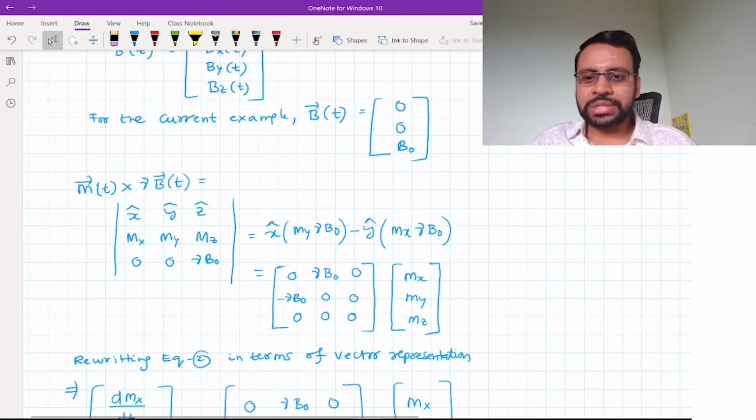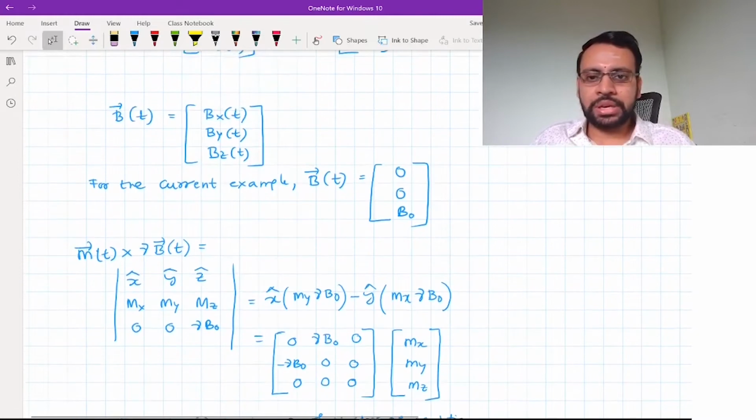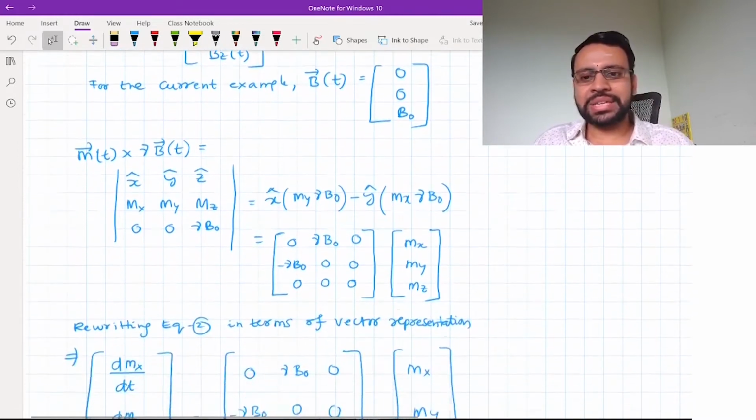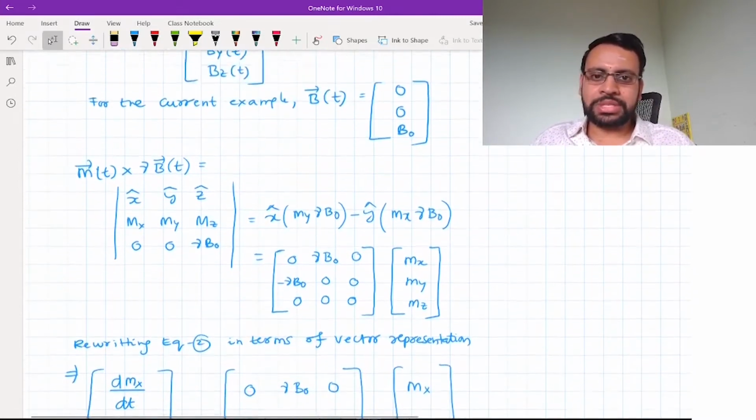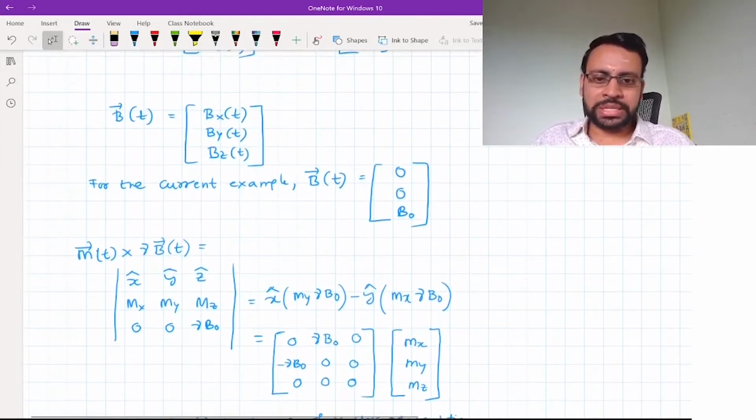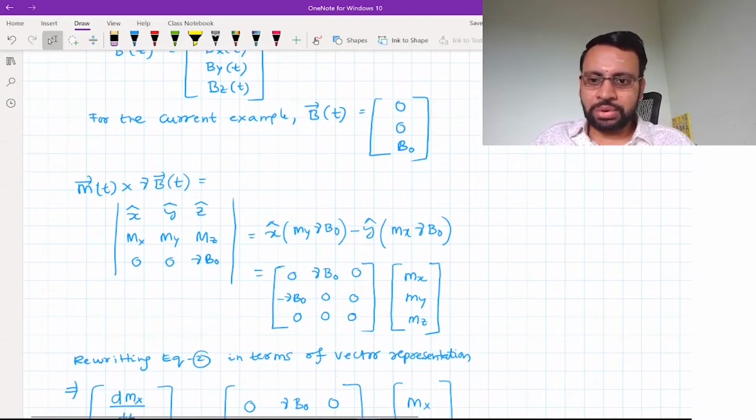So this is how: x cap, y cap, z cap are the unit vectors in the x, y, z directions, then Mx, My, Mz, and this B bar has only B naught, so gamma times B naught, which you multiply with gamma. So 0, 0, gamma times B naught. So that you would realize now, x bar into, you just ignore the first row and first column, and then take the determinant of the rest. So My times gamma into B naught minus 0, right?